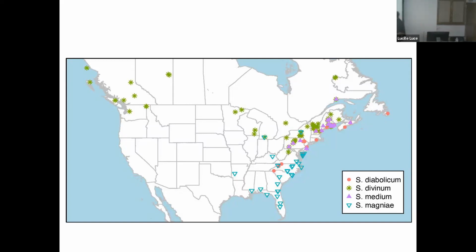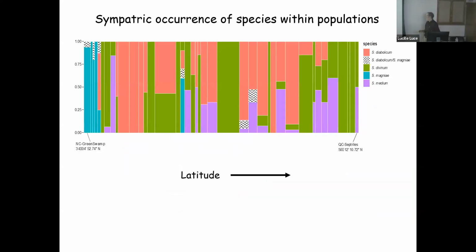So this is some sampling that we've done up and down. You can see, for example, that it turns out that only Sphagnum divinum occurs in Western North America as opposed to Eastern. Sphagnum magni only occurs in the southeastern coastal plain, all the way down to central Florida, whereas the other three species are boreal, or boreal cold temperate in their distribution. So it really allowed us to understand the geography of these species. And then what we did is we actually went back and we sampled a number of populations more intensively.